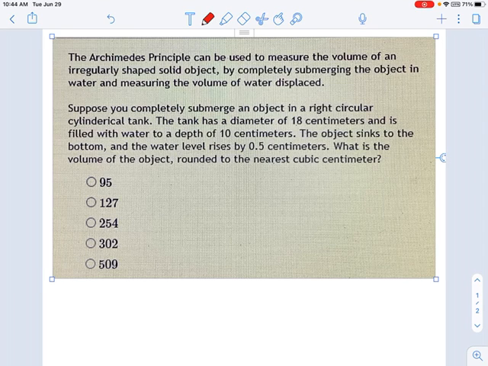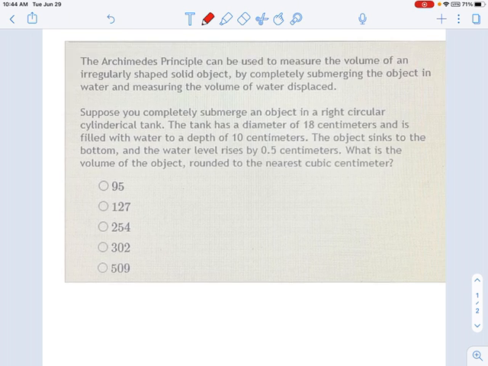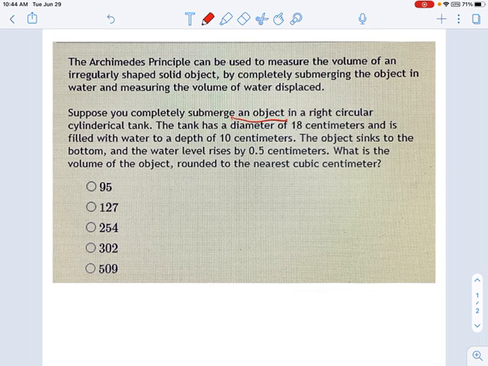So in this problem, we're told that we're going to be doing something with the Archimedes Principle, which has to do with that old Greek story about Archimedes putting the king's crown in the bathtub with him to measure the volume of the crown by seeing how much the water in the bathtub rose. What we're doing here is we're submerging an object, right? We don't know what this object is, but we're just submerging an object in something called a right circular cylindrical tank. Boy, that is a mouthful.